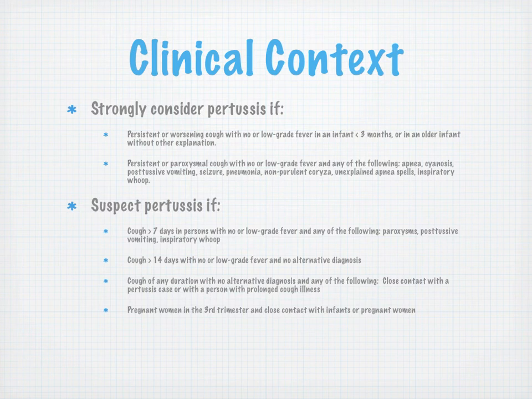And then suspect pertussis if you have a cough greater than 7 days in persons with no or low-grade fever and any of the following: the paroxysms, the post-tussive vomiting, and the inspiratory whoop. And then cough greater than 14 days with no or low-grade fever and no alternative diagnosis. Cough of any duration with no alternative diagnosis and any of the following: a close contact with a pertussis case or with a person with prolonged cough illness. And pregnant women in the 3rd trimester in close contact with infants or other pregnant women. This is like a vulnerable population for pertussis, babies and pregnant ladies. So, really suspect on the air, just err on the side of caution.